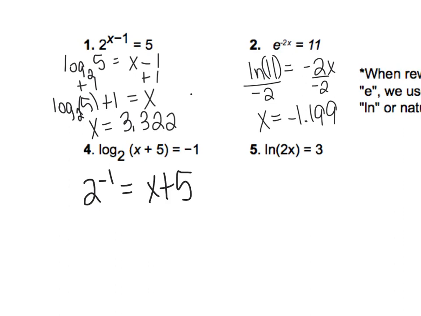If you have 2 to the negative 1 equals x plus 5, we don't want x plus 5, we want x. So I'm going to subtract 5 from both sides. 2 to the negative 1 is 1/2, but if you want to put it into your calculator, you can go 2 to the negative 1 minus 5, and you should get that x equals negative 4.5.